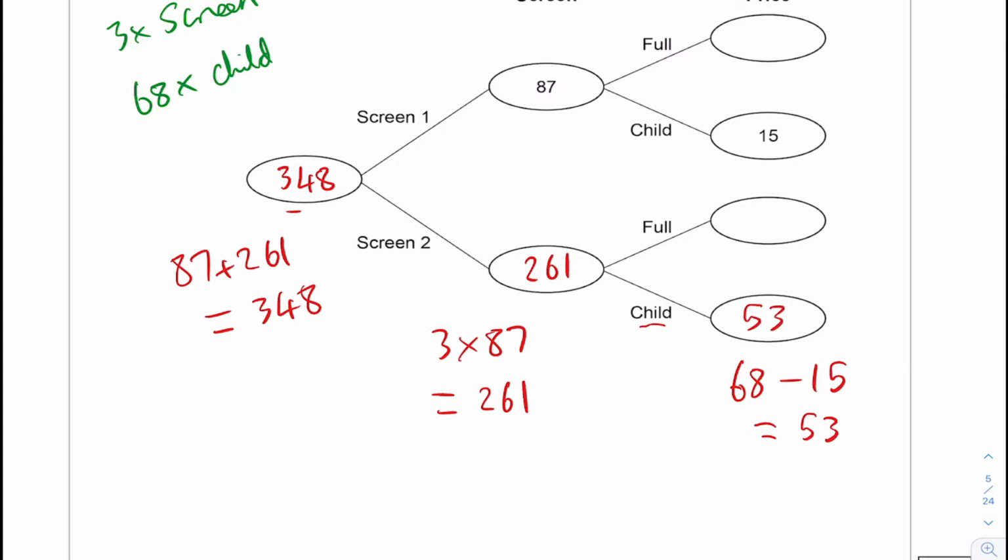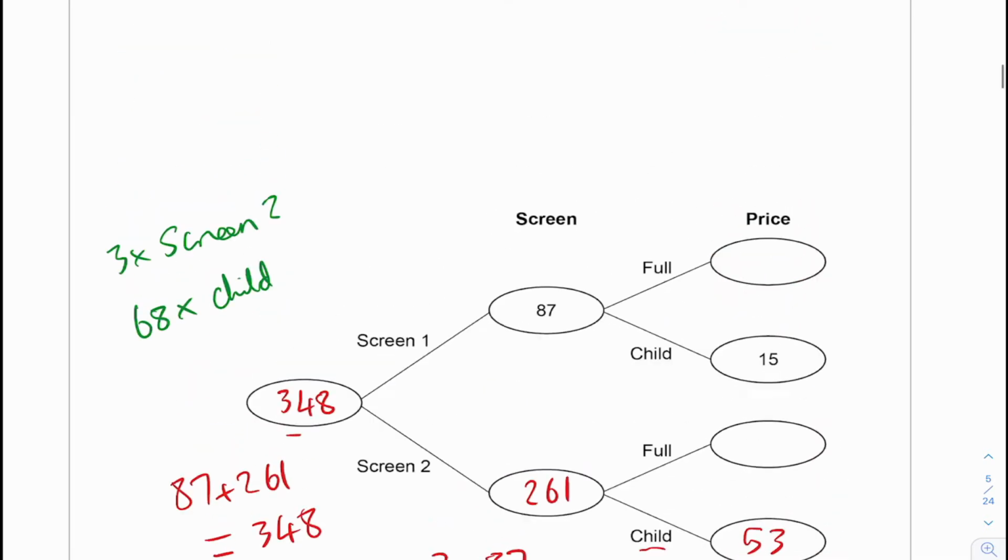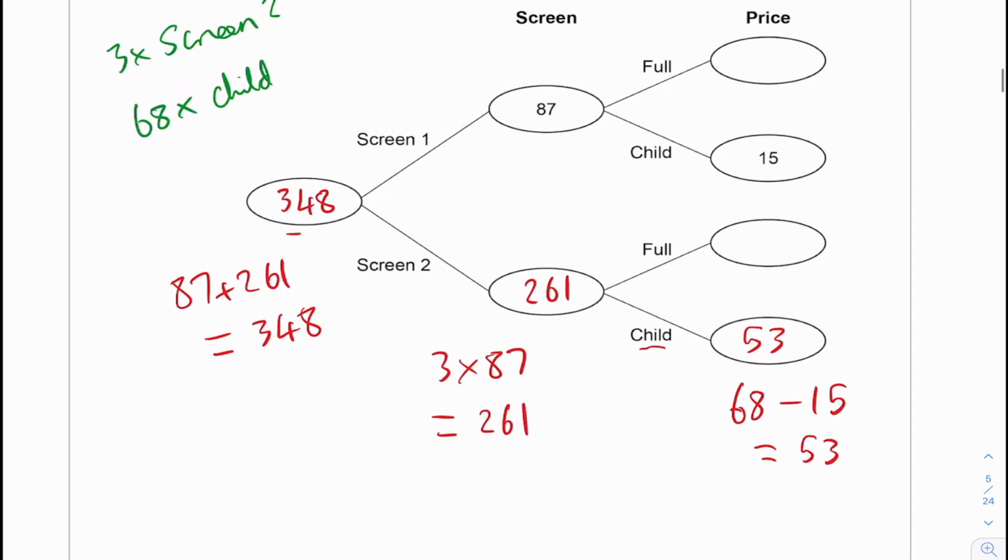What we can then do is work out the 2 remaining parts of our frequency tree, because we know the total amount, 261, is equal to this section plus this section. So to work out this one, we do 261 take away 53, and this is equal to 208. So this goes in this one here, and then we do the same method up here.